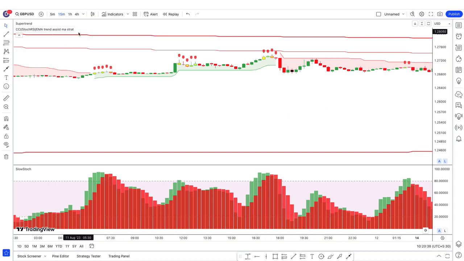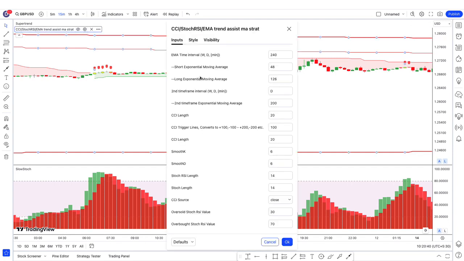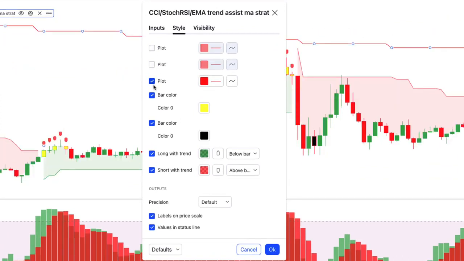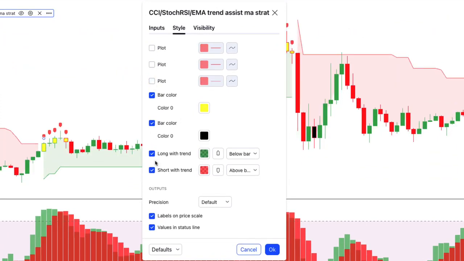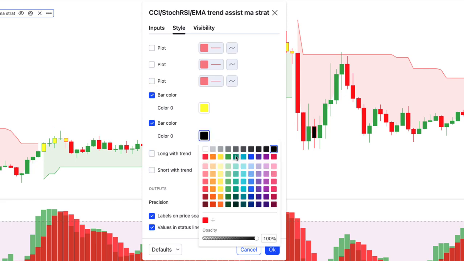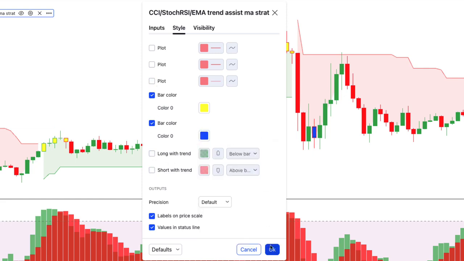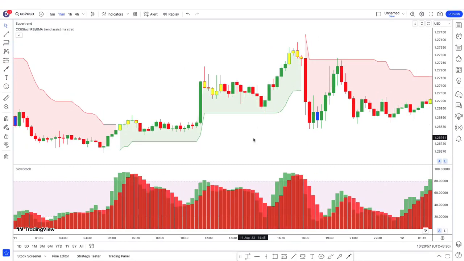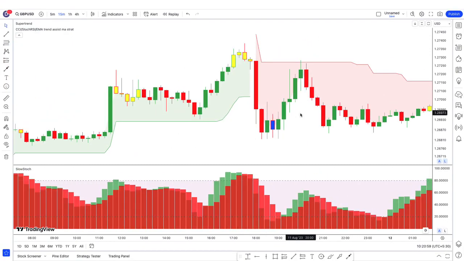Well, after applying the indicators, open the settings to change some of the colors so that they are clearly visible. In the style section, remove these options, scroll down and remove both of these as well, then change the bar color from black to blue to make it more visible. Well, after we have prepared the chart and indicators, let's see the rules and conditions on a larger scale.